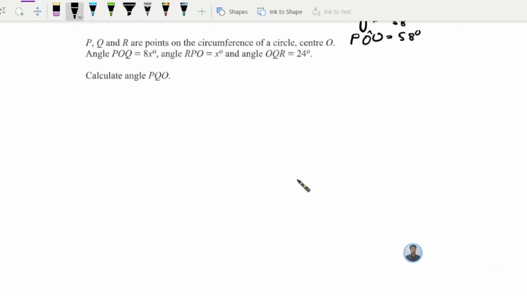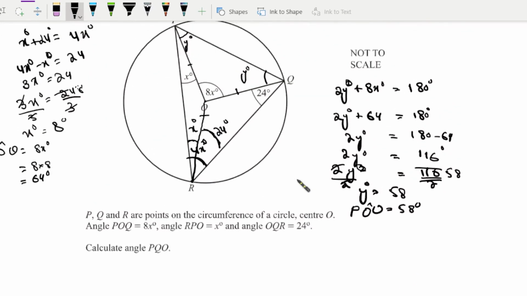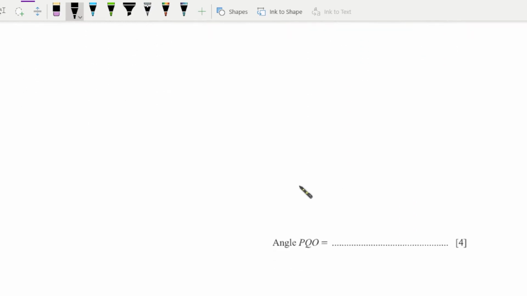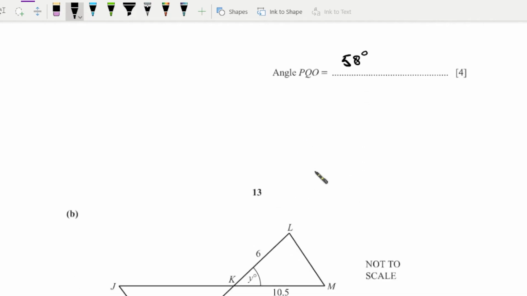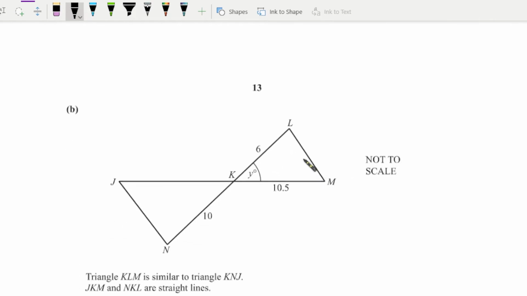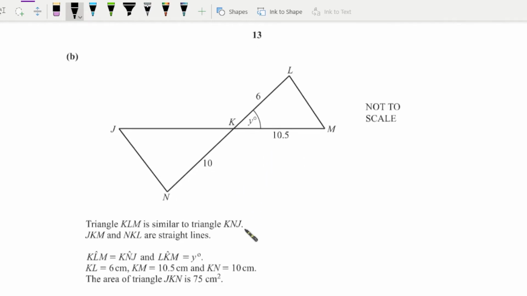So the first part, we have already solved here. This PQO is equal to 58 degree. The second part has been given here. Part B is another diagram being given here. KL is equal to 6 and KM is equal to 10.5.